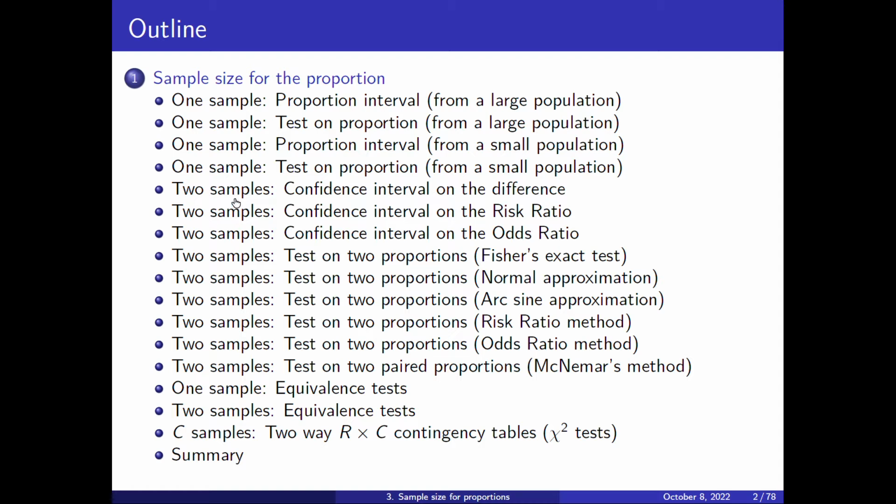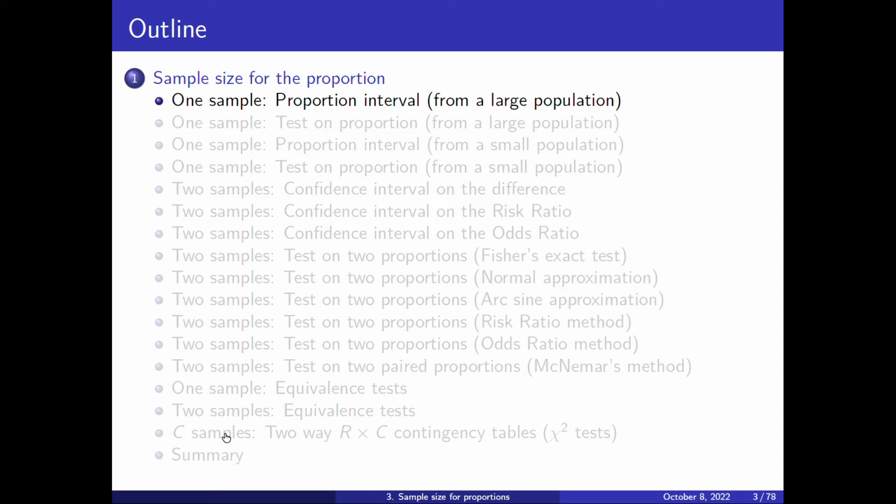Then we will have another group in which we are using two samples and we want to construct a confidence interval either on the difference, the risk ratio, or the odds ratio. Then we will also have another group with two samples, but now we will be doing a test, and we will have the Fisher's exact test and then multiple approximations. And the last group will be some more advanced topics in which we have paired proportions or we have equivalence tests with one sample, two samples, or C samples.